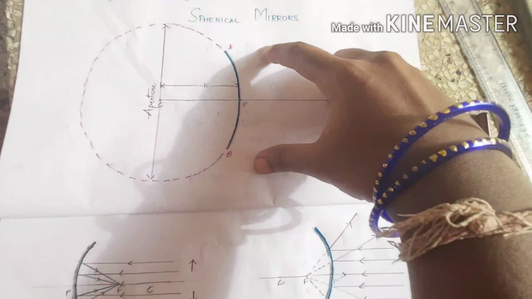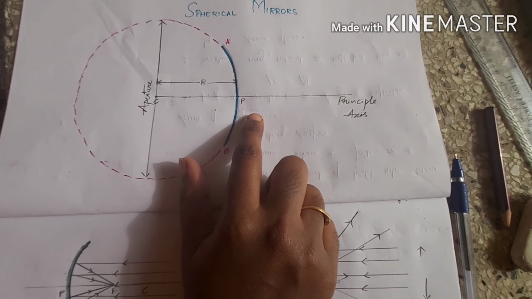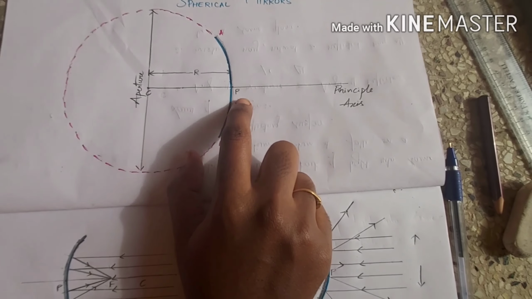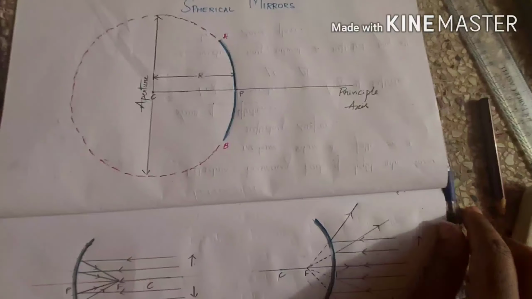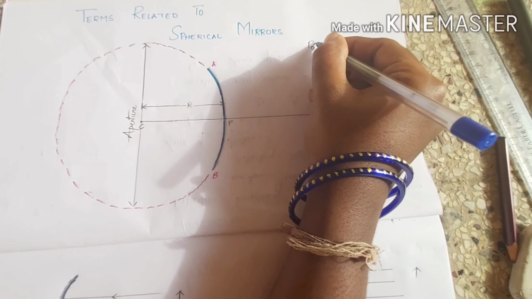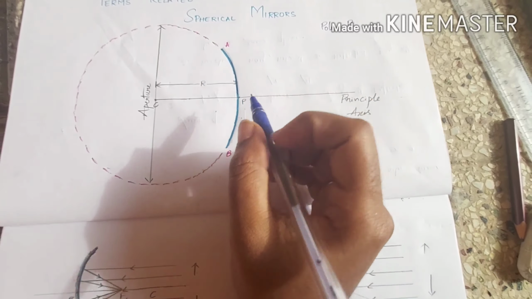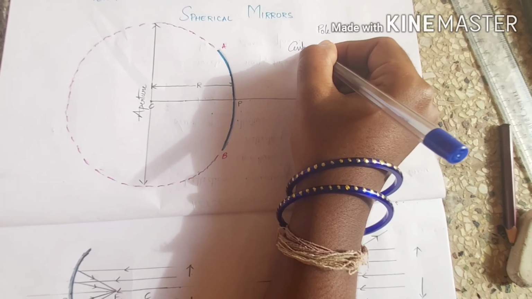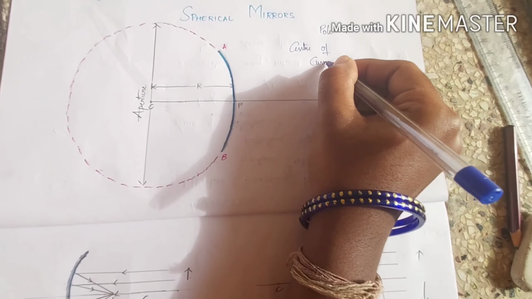Pole is the center of the spherical mirror and it always lies on the mirror. It is represented with the letter P. So, pole is represented with the letter P and it is the center of the spherical mirror. And next we'll see center of curvature.